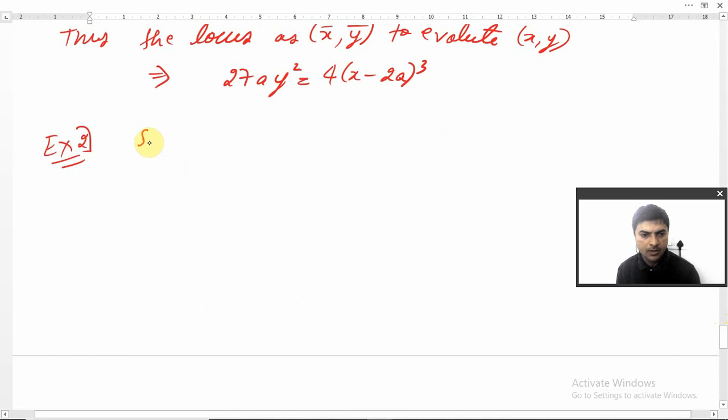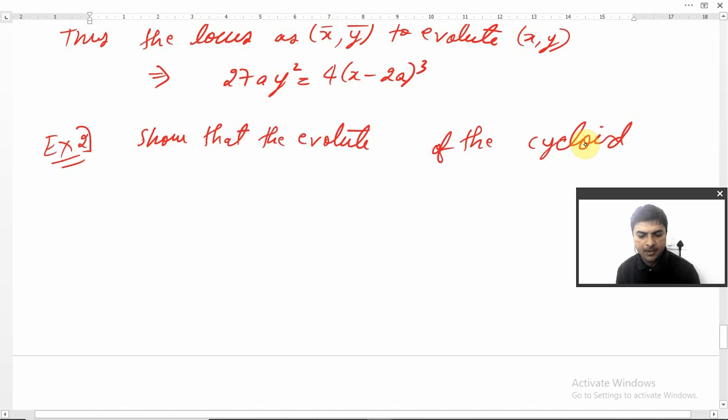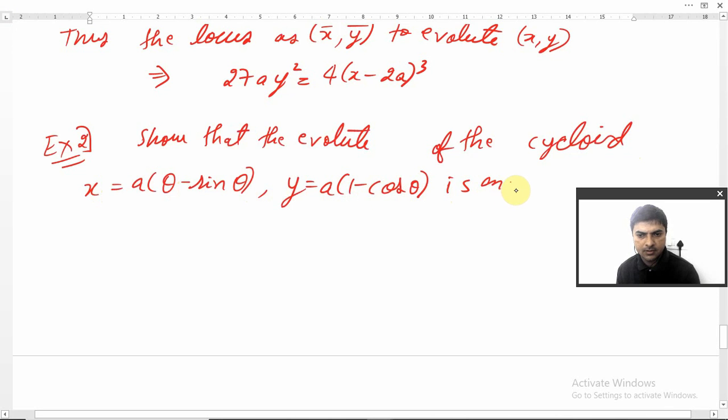Example number 2. Show that the evolute of the cycloid x is equal to a(theta minus sin theta), y is equal to a(1 minus cos theta), is another cycloid.